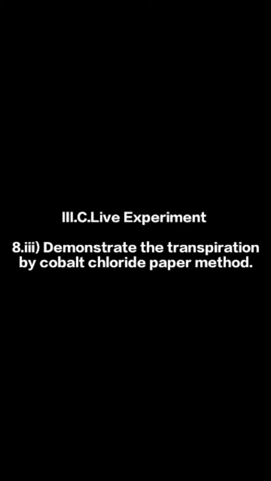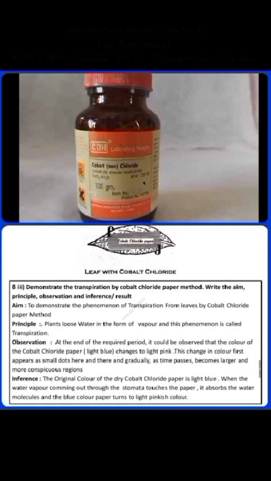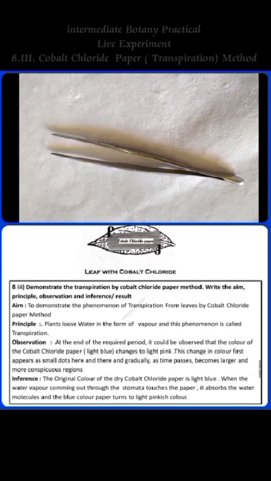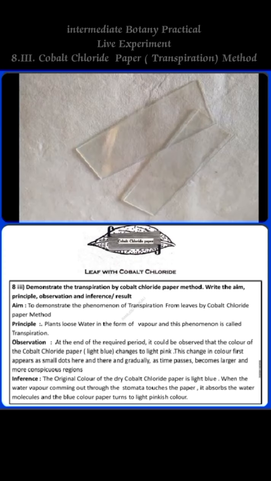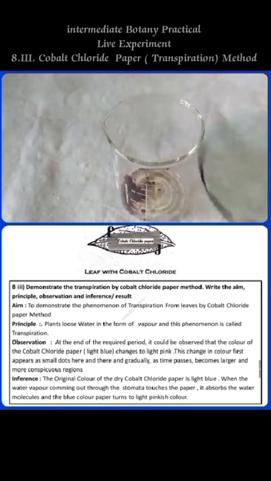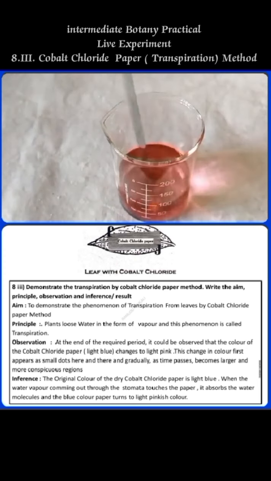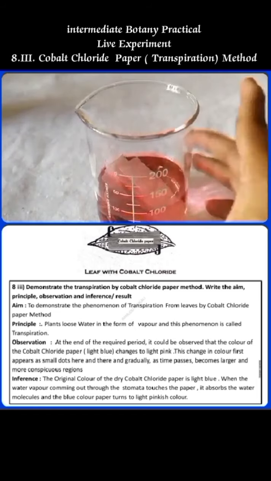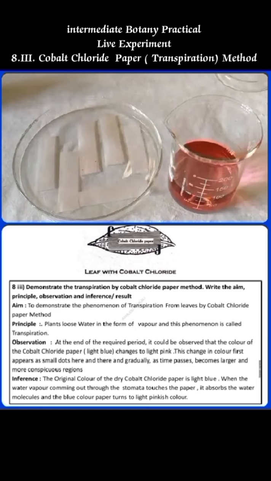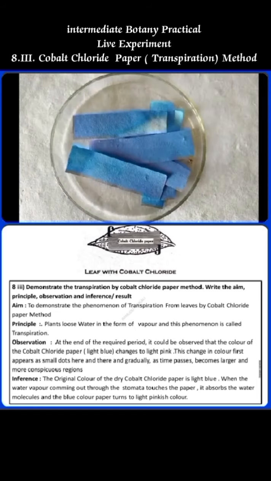8.3. Demonstrate transpiration by cobalt chloride paper method. Aim: to demonstrate the phenomenon of transpiration from leaves by cobalt chloride paper method. Principle: plants lose water in the form of water vapor. This phenomenon is called transpiration through stomata.